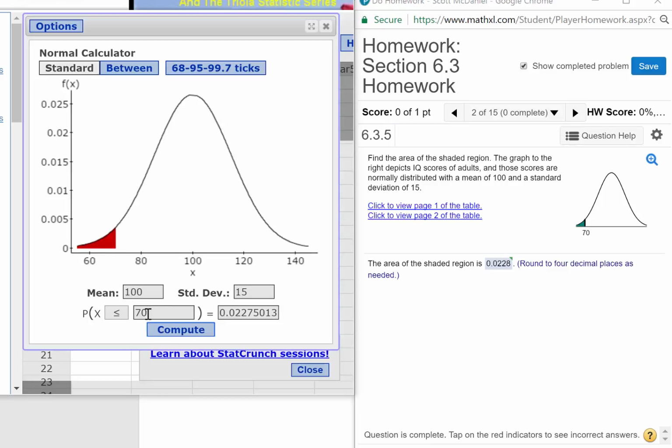You notice the graph, and I'm given, it says to round to 4, and I already have the answer in there, 0.0228, right?